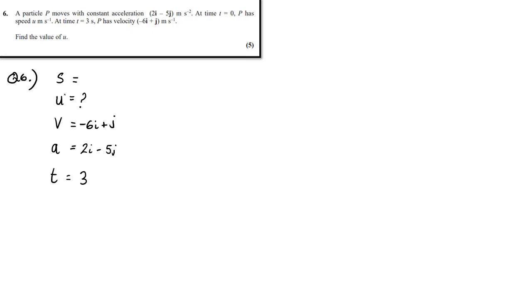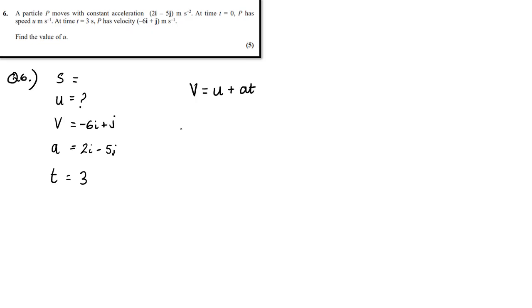So what we need to do now is take a look at the variables that we have, and see which of the SUVAT equations seem most appropriate to use. By looking at the SUVAT equations, it makes sense here to use v equals u plus at. We've got v, we've got a, and we've got t. We want to find u. So, using this equation, we can easily find u.